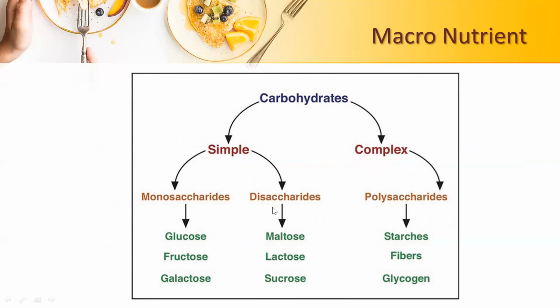And disaccharides, what is the difference between both of them? Disaccharides are double sugars, when two monosaccharides are joined they become a disaccharide. So here the examples for simple carbohydrates are table sugar and syrup. And polysaccharides, I told you, are complex carbohydrates, a longer chain of sugar molecules, present in foods such as bread and pastas.